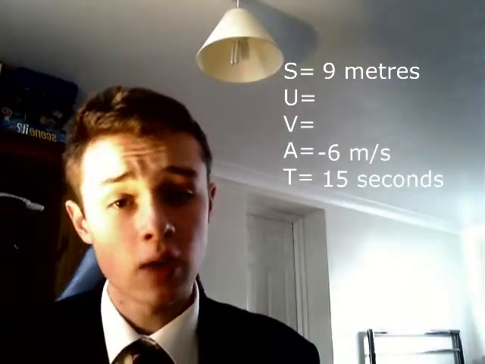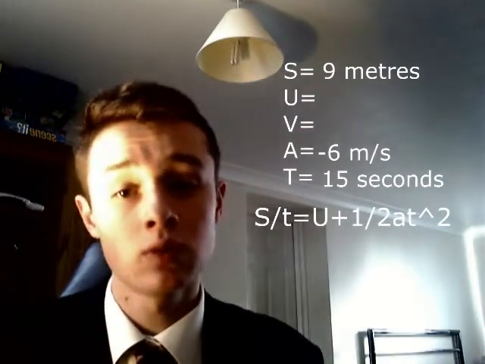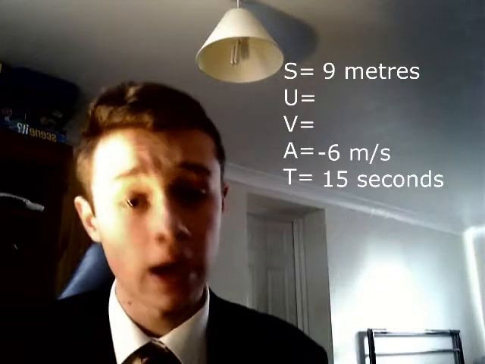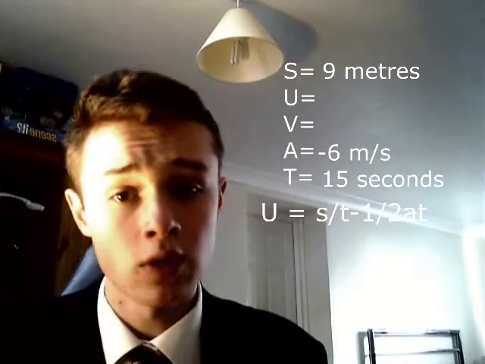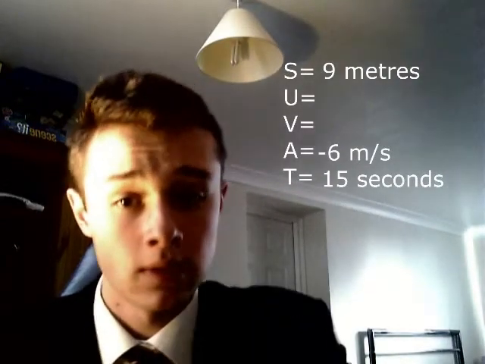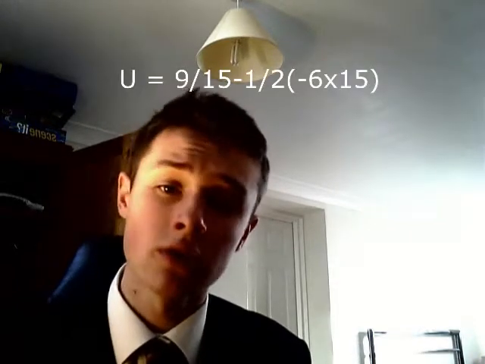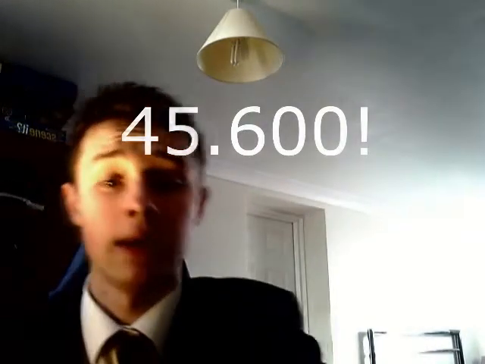To rearrange the equation, divide everything by t, leaving you with s over t is equal to u plus 1/2 at squared. Then, simply minus the part of the equation which is not u, giving you u is equal to s divided by t minus 1/2 at. After this, well, it's as simple as plugging in the numbers, which we know, and it should give the answer of 45.6 meters per second squared.